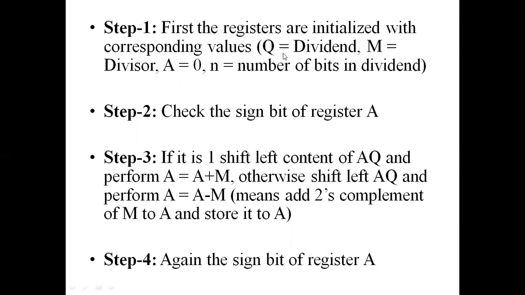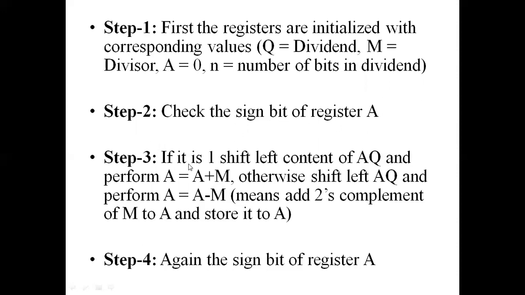Initially we set the values. Q is given, that is the dividend, and M is also given, that is the divisor, and register A is initially set to 0. n is the number of bits in the dividend. In the next step, step 2, we check the sign bit of the register A. This is very important.